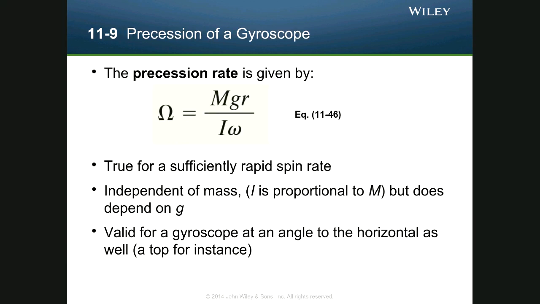You can figure out that precession rate for a sufficiently rapid spin. It's valid for a gyroscope at an angle to the horizontal as well, like a top, for instance.